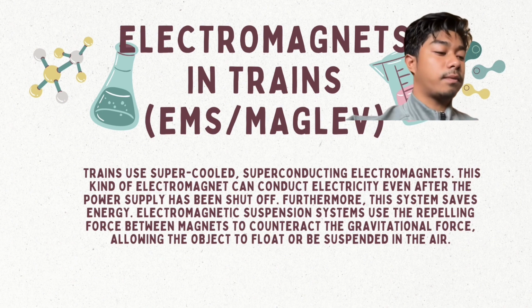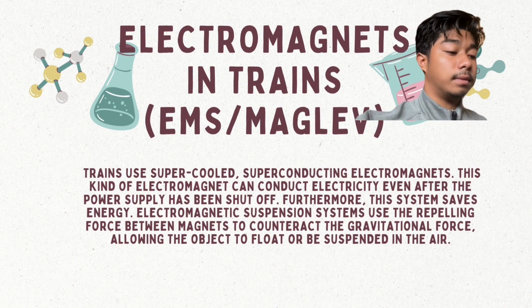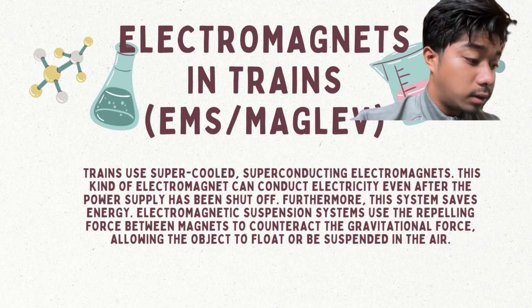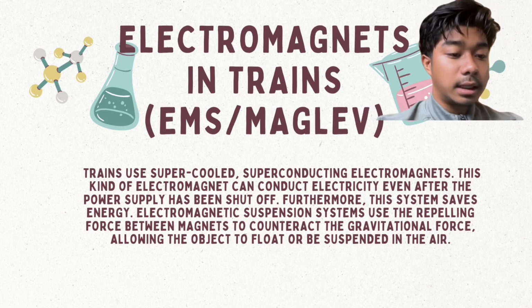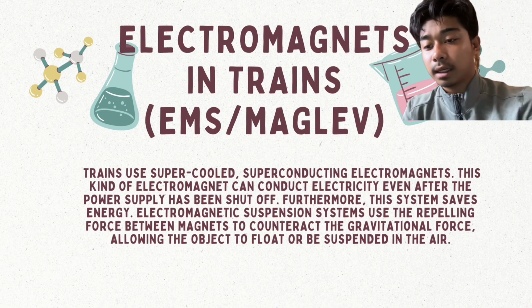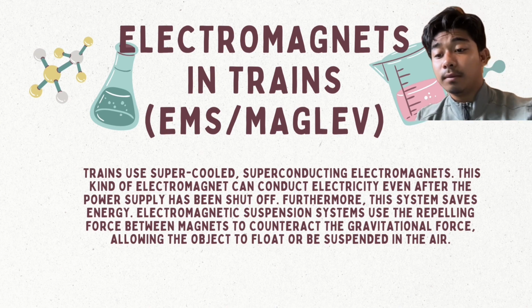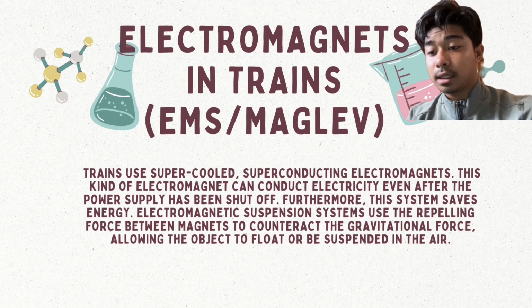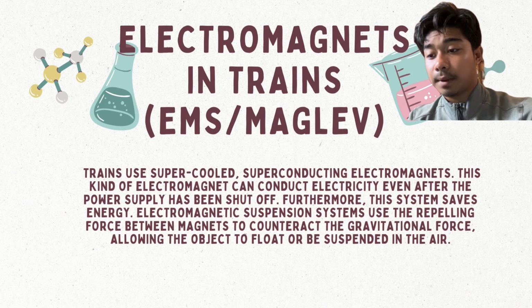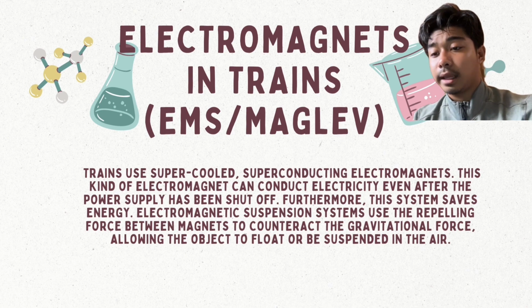This concept, some people also call it the maglev concept. The train uses superconducting electromagnets. This kind of electromagnet can conduct electricity even after the power supply has been shut off. Furthermore, the system saves energy. The electromagnetic suspension system uses the repelling forces between magnets to counteract the gravitational force, allowing the object to float or be suspended in the air.